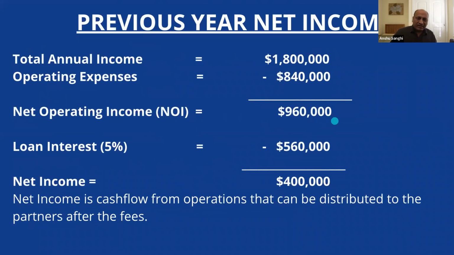So looking at the baseline, when we bought the property, net operating income was $960,000, and the loan payment is $560,000 at 5% of the loan amount. So the net income when we purchased the property was $400,000. So this is how we got the net income, and let's see how it changes over the years.